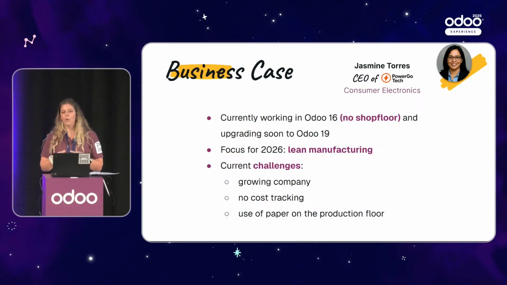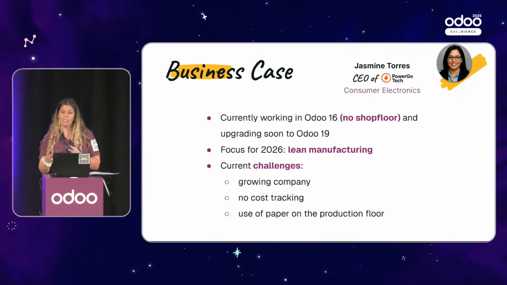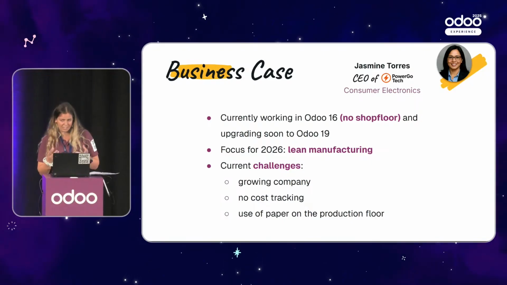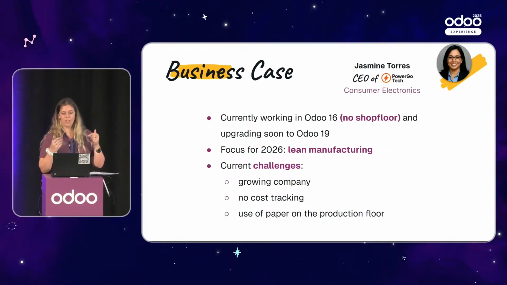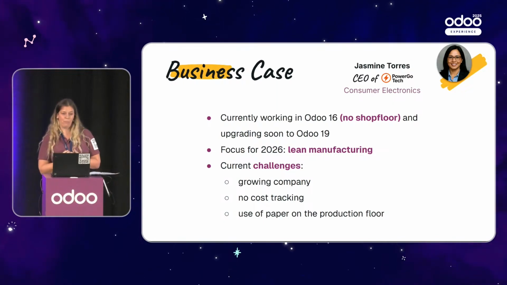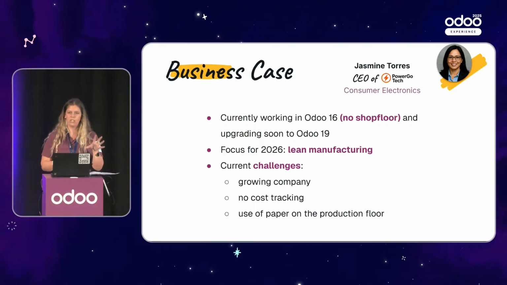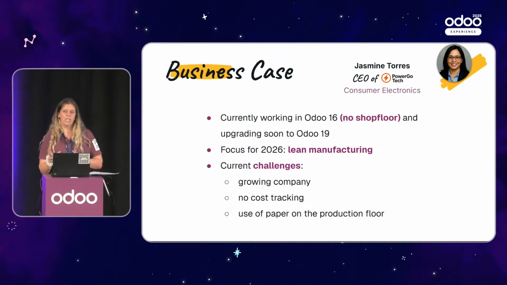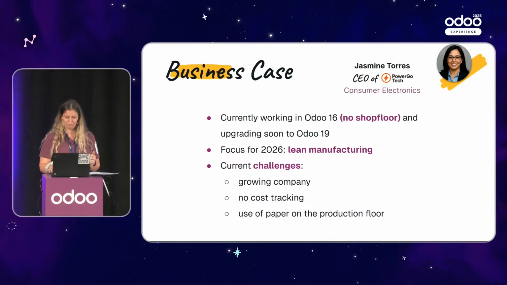Next to that, she has no idea on the actual production cost. So she knows how much the component costs, but she has no idea on the production cost. You feel it coming already. We're going to speak about the shop floor today. Also, she is currently using paper on the production floor, which is administratively speaking a nightmare. Somebody needs to prepare it, somebody needs to put it all in the database afterwards, so it's not efficient.